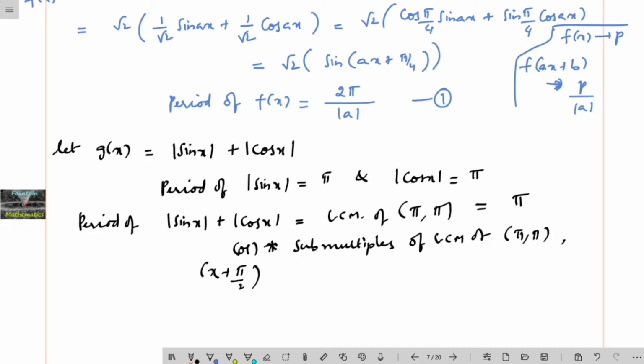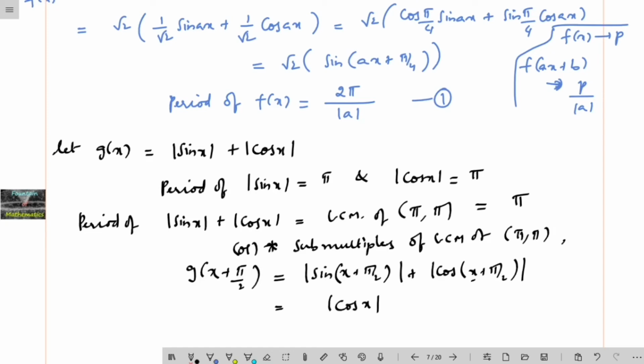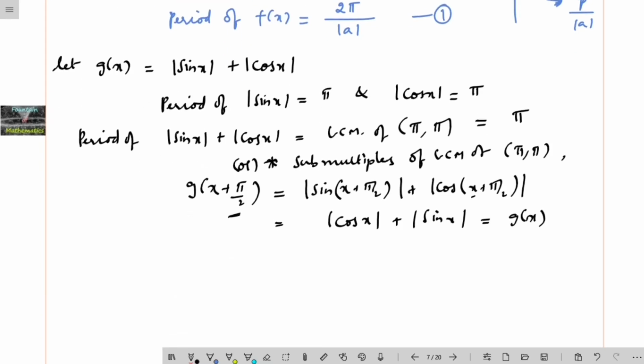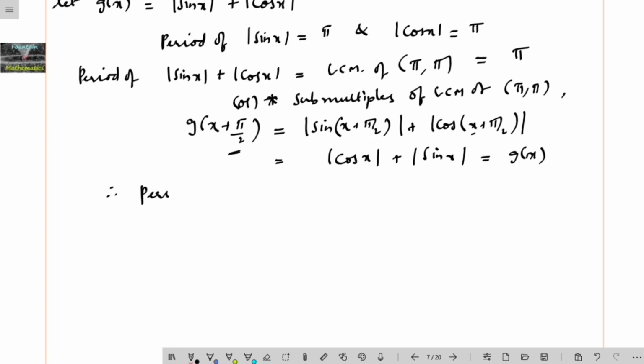So here I consider g of x. g of x plus pi by 2 will be equal to mod sin of x plus pi by 2 plus mod cos of x plus pi by 2. Sin of pi by 2 plus x is cos x, and cos of 90 plus x, or pi by 2 plus x, will be sin x. So this is the same as g of x only, and pi by 2 is a submultiple of pi, and therefore the period of g of x is pi by 2.